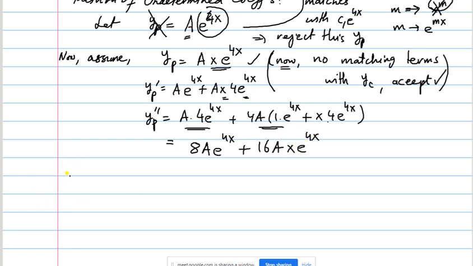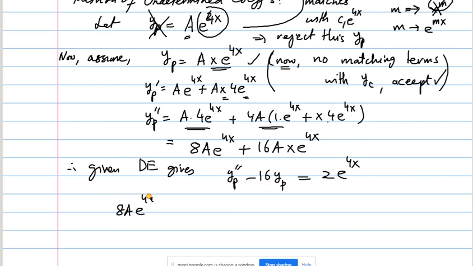So therefore, the given differential equation gives, now I will replace that. What was the given differential equation? y double prime minus 16y. So what I will do, I will replace y by yp there. What is the second derivative of yp? I just found that, so I can replace it here. This is the second derivative of yp, and then minus 16yp, which is axe^(4x), equal to 2e^(4x).